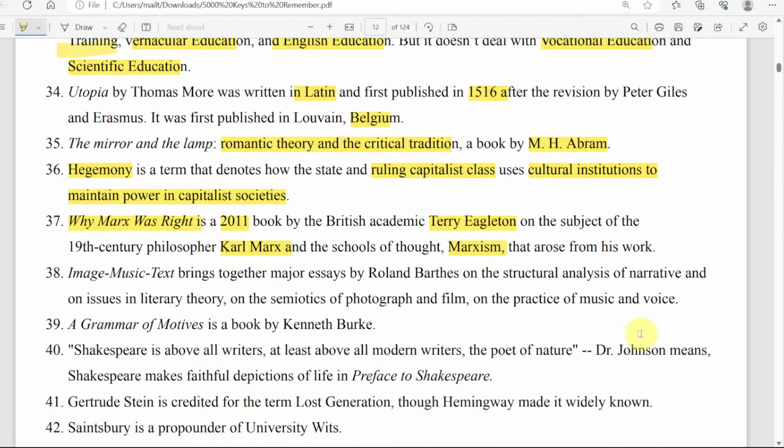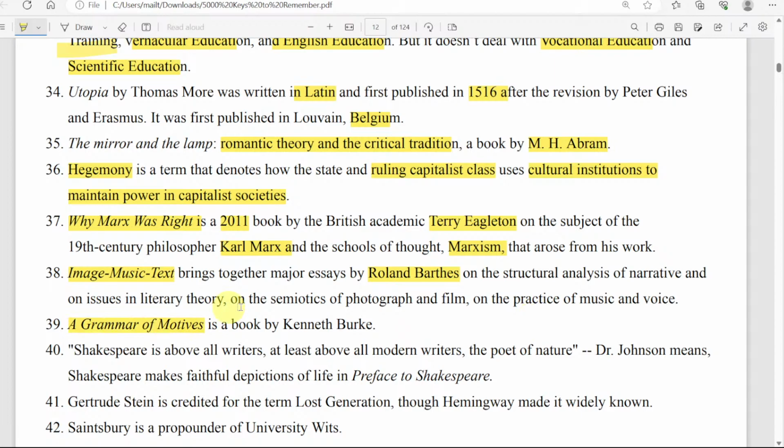Remember, Image, Music, Text, these all bring what? It brings together major essays by Roland Barthes on the structural analysis of narrative and on these issues in literary theory, on the semiotics of photograph and film, on the practice of music and voice. A Grammar of Motives is a book by Kenneth Burke.